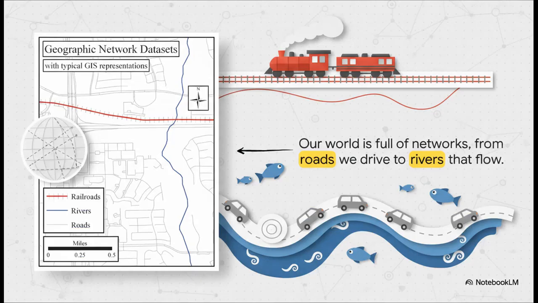And this image here, it's the perfect example. These networks are literally everywhere you look. We see the roads in gray, a river snaking through in blue, a railroad in red. Now, each one of these is its own distinct network with its own unique rules, but they're all built on that exact same fundamental idea of edges and nodes.